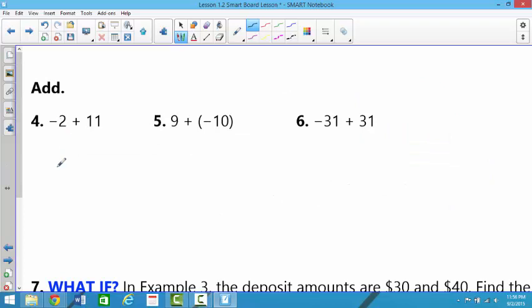Okay, here we go. Negative 2 plus 11, you're going to subtract. 11 minus 2 is going to be 9, and our answer is positive because the 11 is larger. 9 plus a negative 10, 10 minus 9 is 1, the 10 is negative, so our answer is negative. Negative 31 plus 31, that's our additive inverse property, so our answer is 0.